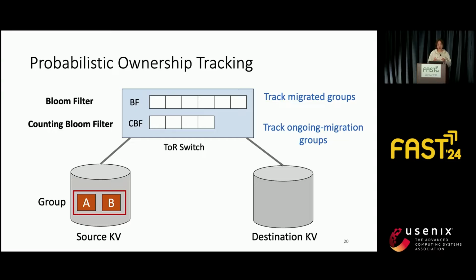Next, how can we track the 3 group states? We use probabilistic data structures. We use a Bloom filter (BF) to track the migrated groups, and a counting Bloom filter (CBF) to track the groups undergoing migration. We need 2 data structures because one can only identify 2 states. And we use the counting Bloom filter to track ongoing migration groups because ongoing migration is a dynamic process, and the counting Bloom filter's value can increase and decrease.